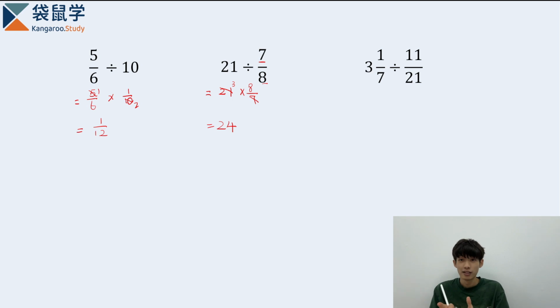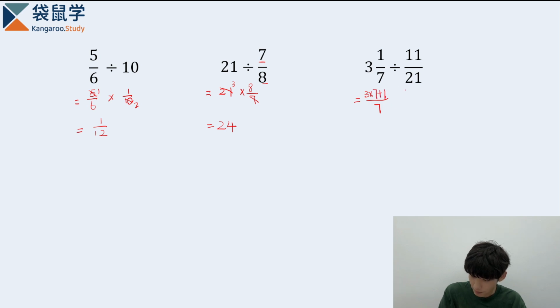How about the last one? In the last one, we have not only fractions but also mixed numbers. And before we do the divisions, what should we do about the mixed numbers? We need to change them to improper fractions. So now it should be equal to 22 over 7, where the denominator is 7 and the numerator will be 3 times 7 plus 1. And let's copy the rest, 11 over 21. And now moving on, we do the calculation. It should be equal to 22 over 7 divided by 11 over 21.